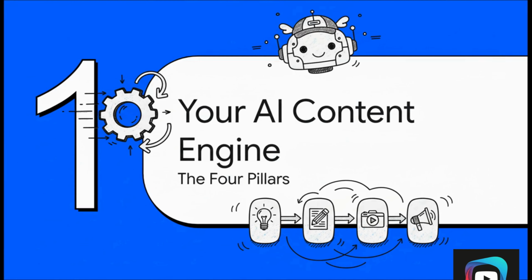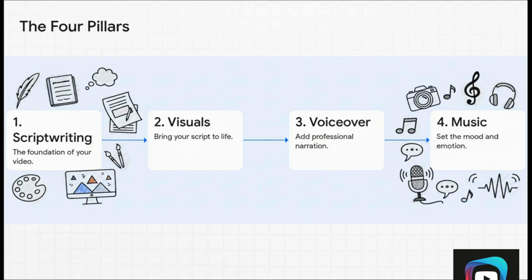So the real trick here is to shift your mindset. Don't think of AI as just some simple tool. Think of it as your own personal content engine, or maybe like a creative co-pilot, right? It's here to do all the heavy lifting for you across the entire creative process. And that process really boils down to 4 essential pillars. And here they are. This is basically our roadmap for today.